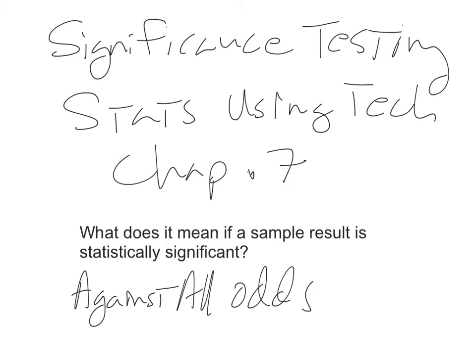And the question we're trying to answer is, what does it mean if we get a sample and there seems to be a really small probability of it happening? I mean, does that mean it's different from what was stated? And that's what is meant by statistical significance.